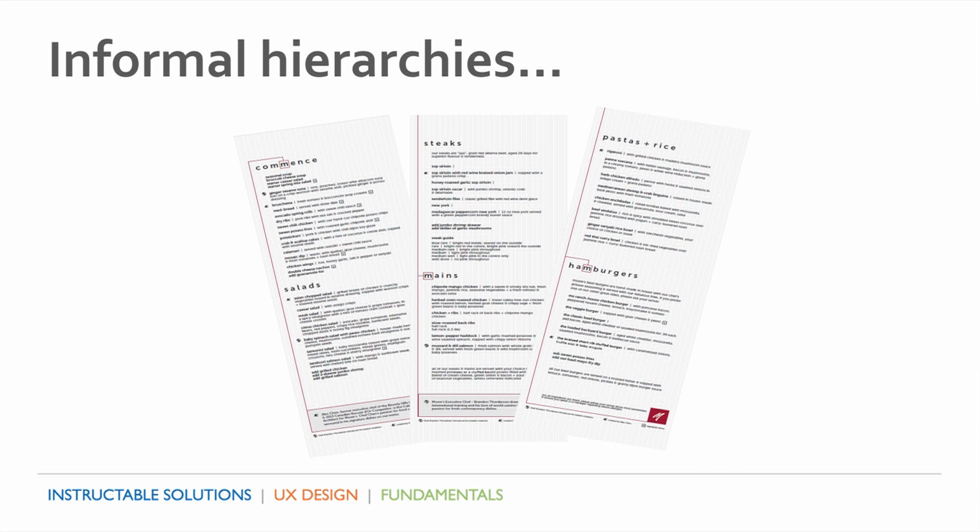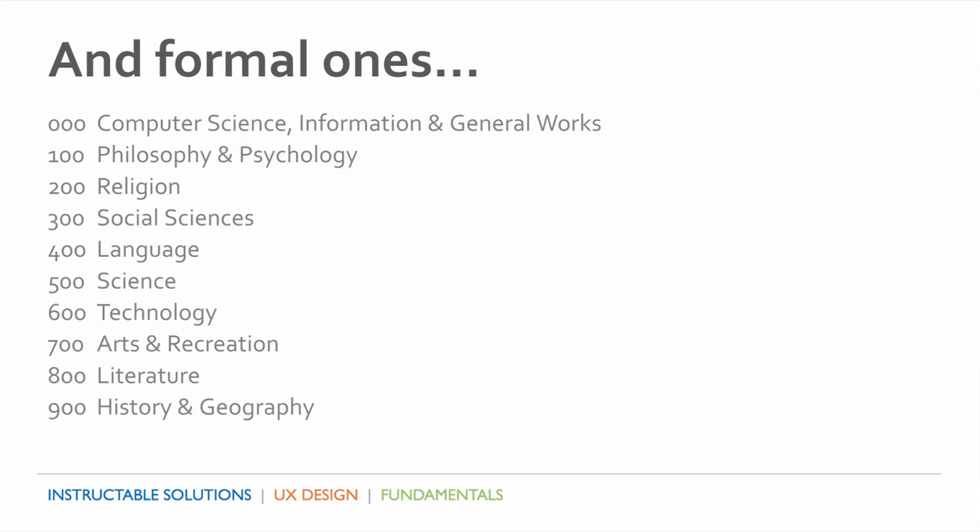Everywhere we go, we see informal hierarchies. On menus of restaurants, we see groupings of elements based on the timeline of your meal. And we see formal ones like library sciences that group specific topics of publications together.